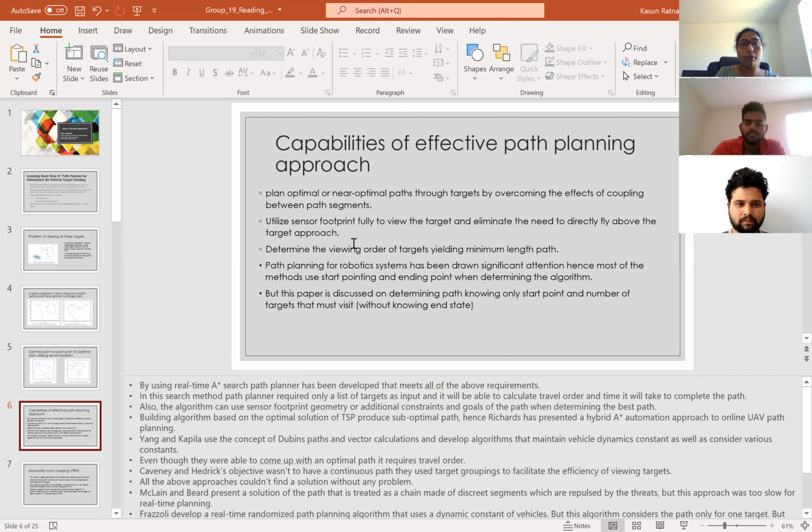So if you remember the earlier diagram, I have mentioned that if we are going point-to-point approach, we have to always be a little bit above the target to see the destination, right? Path planning for robotic systems has drawn significant attention these days. Most of the methods use the start point and ending point for determining the algorithm. But this paper discusses determining the path knowing only the starting point and the number of targets that must be visited.